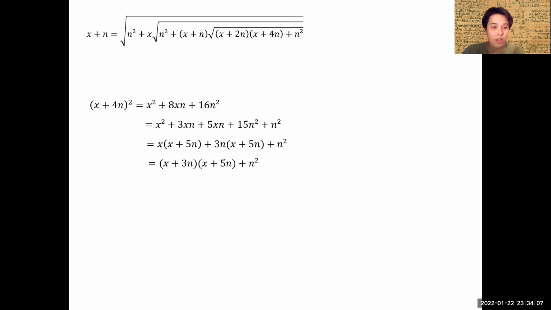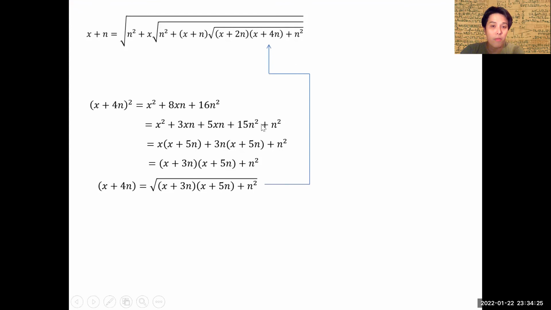So the expression for x plus 4n, in radical form, will be the root of x plus 3n, x plus 5n plus n squared. I hope it makes sense. So at this point, I did exactly the same thing. I substitute it back into the nested radical for x plus 4n over here. So once I add it in, what happened?